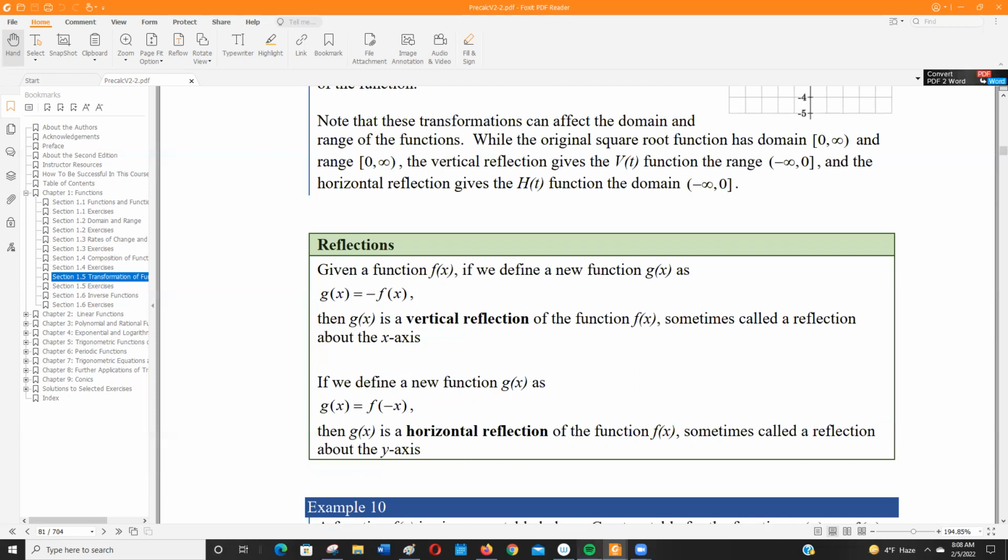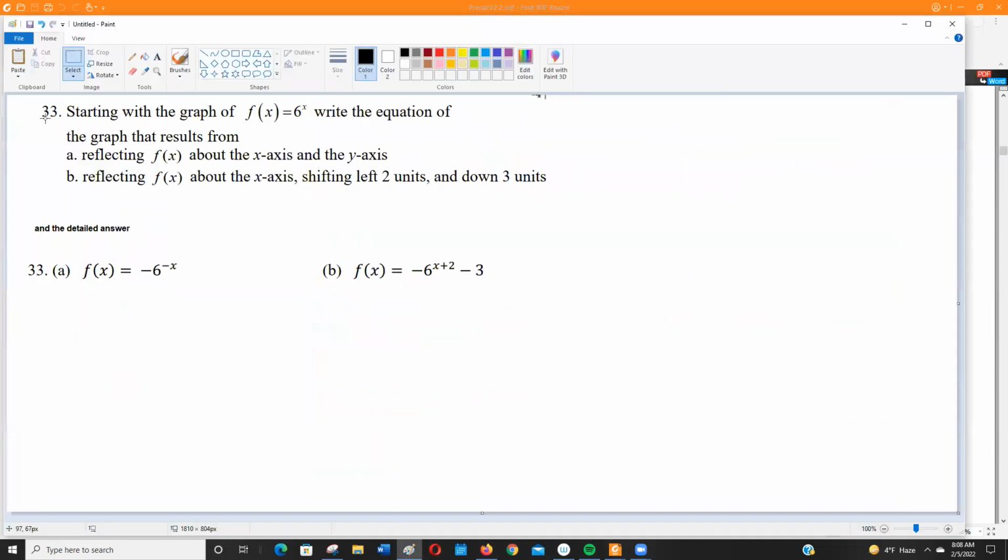If you take a look at the textbook answers for 33A, reflecting around the x and the y, I would stick the negative outside the function, and then stick the negative inside the argument. See how it says 6 to the x, so the argument is the x. We're raising 6 to whatever power. So inside the argument reflects around the y-axis, and in front of the function reflects around the x-axis. Then reflecting about the x-axis, shifting it left 2 units and 3 down. See how they've got the negative in front of it? That takes care of that.